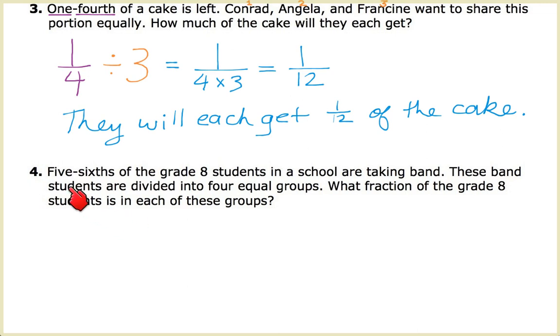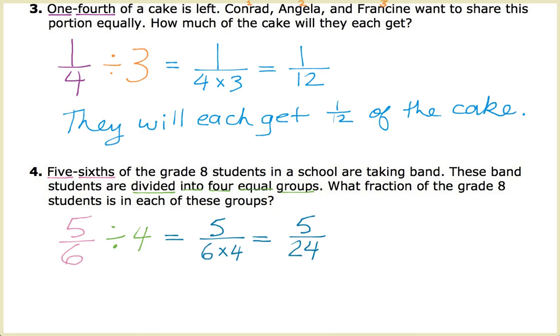Alright, next it says that 5/6 of the grade 8 students in a school are taking band. These band students are divided into 4 equal groups. What fraction of the grade 8 students is in each of these groups? So 5/6 of the grade 8 students taking band, and this divided into 4 equal groups, so we're dividing by 4. So you can do this by doing 5 over 6 times 4, which is 5/24.